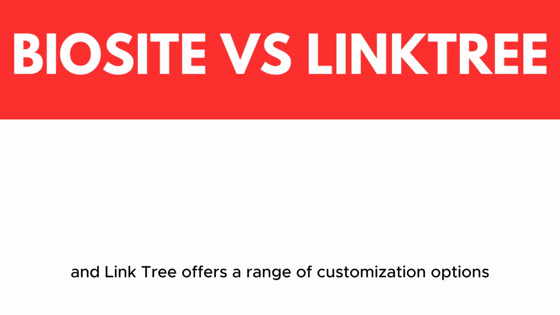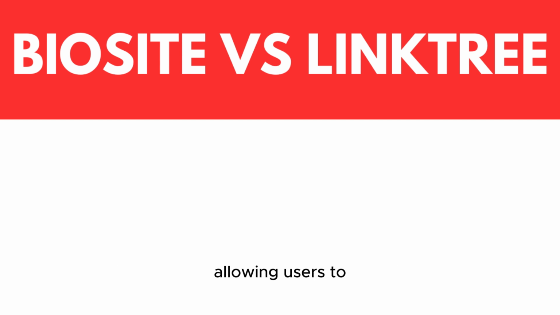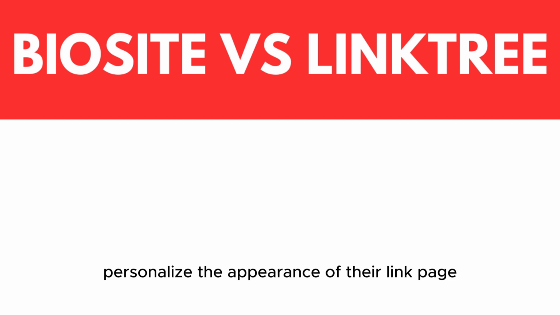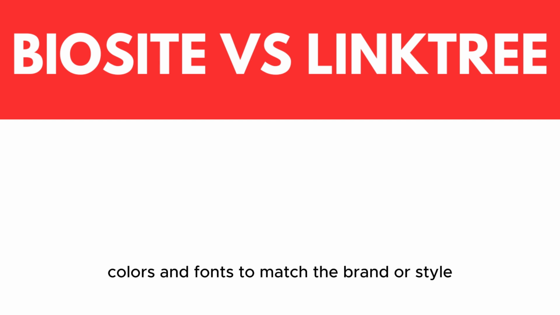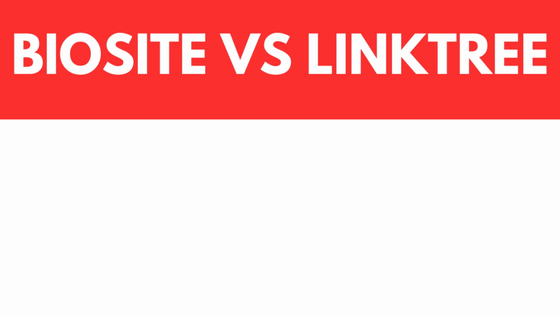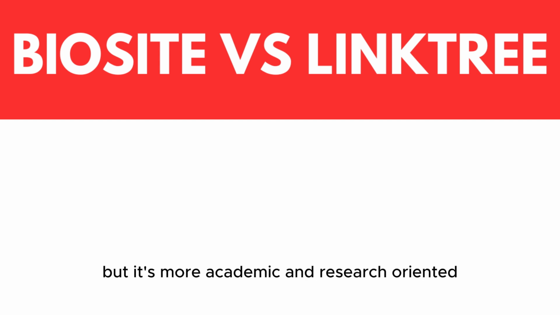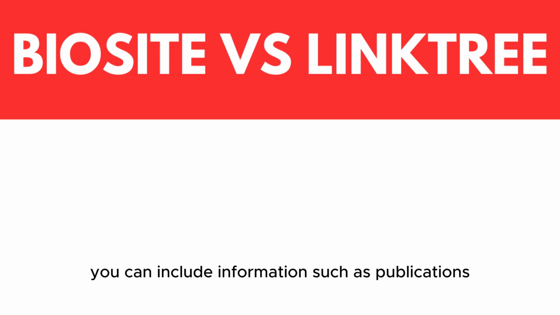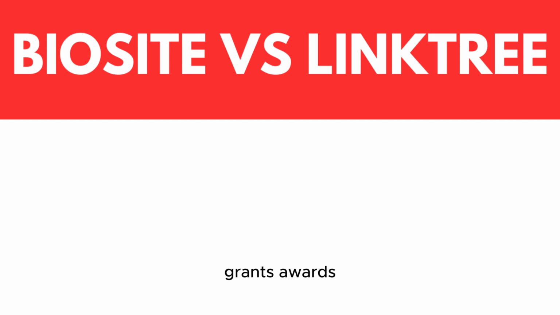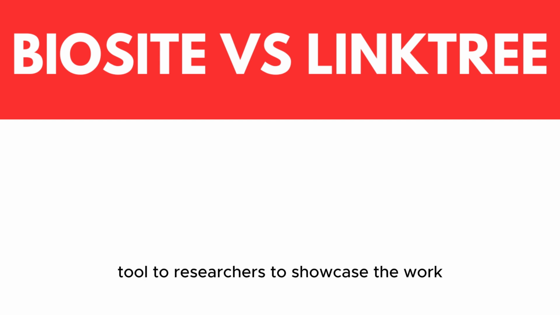Linktree offers a range of customization options, allowing users to personalize the appearance of their link page. Users can choose from various themes, colors, and fonts to match their brand or style. BioSite offers customization, but it's more academic and research oriented. You can include information such as publications, grants, awards, and applications, making it a powerful tool for researchers to showcase their work.